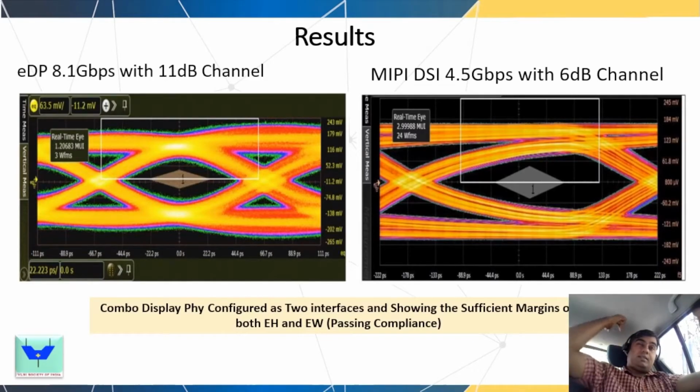So this has gone to silicon in multiple SOCs, and here are the snapshots of the post silicon results with the same combo PHY configured as eDP 8.1 in the case of one application. If you can see the eye mask, there is plenty of margin. Similarly, for MIPI, we configured this into the MIPI DSI 4.5 Gbps configuration with 6 dB, and we also see a sufficient eye margin. So with that, let me move to the conclusion.